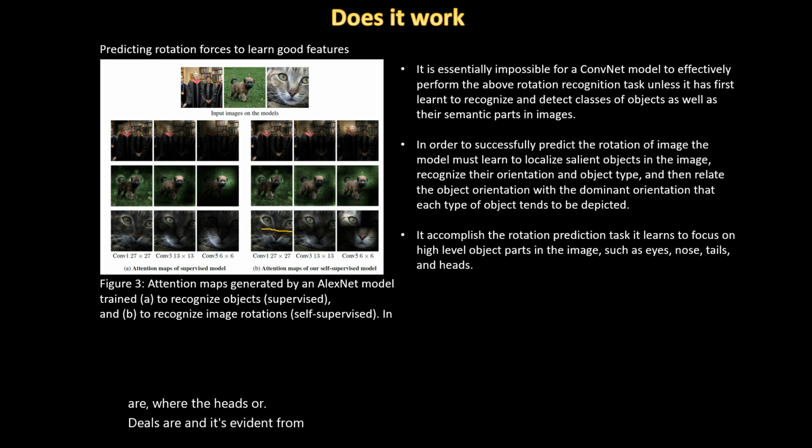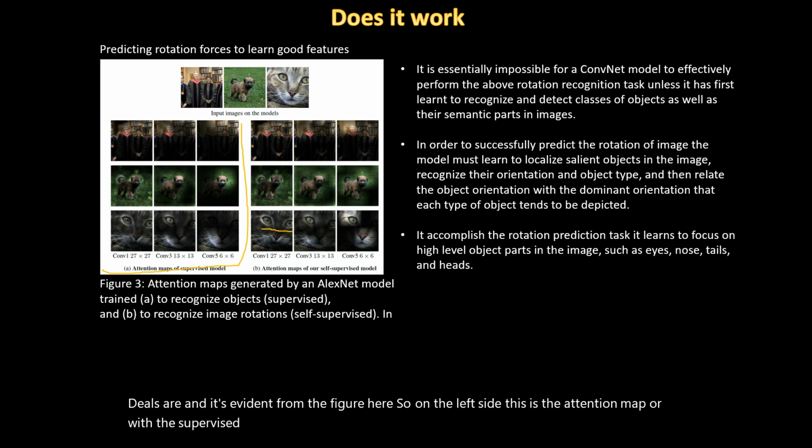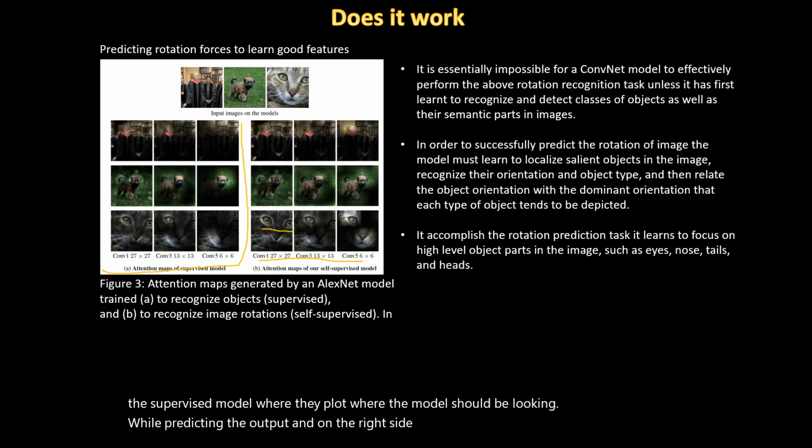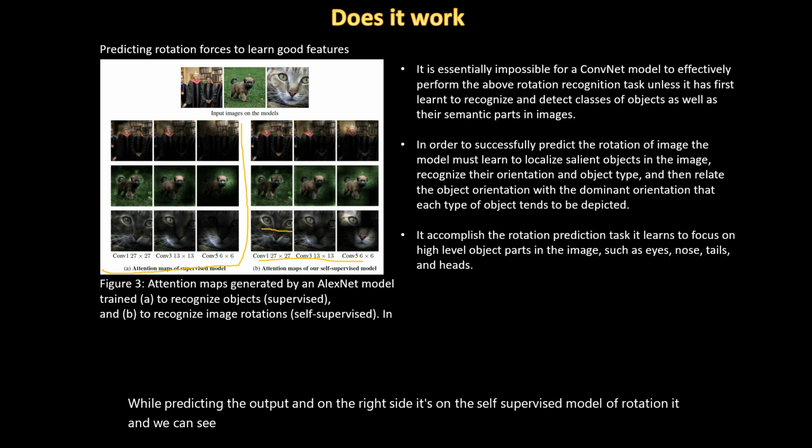So on the left side, this is the attention map with the supervised model, where they plot where the model should be looking while predicting the output. And on the right side, it's on the self-supervised model of RotationNet, and we can see that the model is in fact looking at the salient features of the images while doing this rotation prediction task. So it proves that they are able to learn good features.